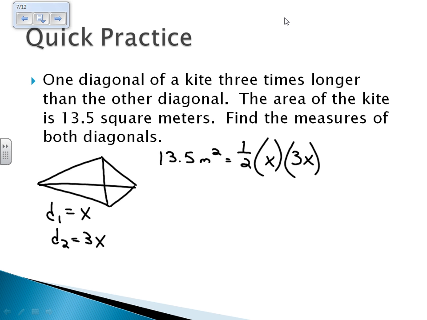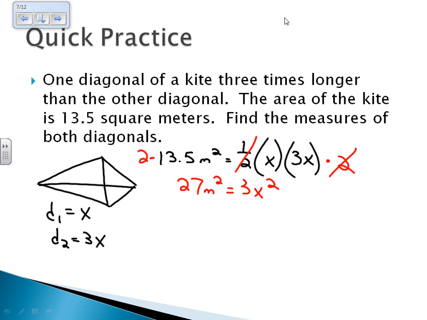Multiply both sides by 2 would be brilliant. So the half is going to cancel with the times 2. 13.5 times 2. So I get 27 meters squared equals, what do I do here? Here we're not combining like terms, that's for add and subtract. Here we're multiplying. 3x squared, very good.